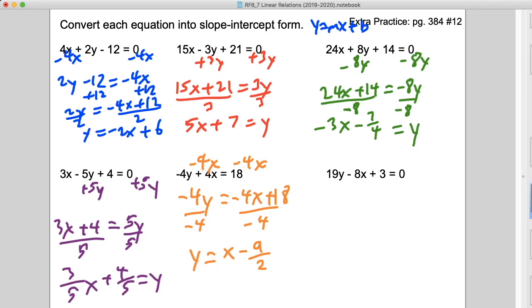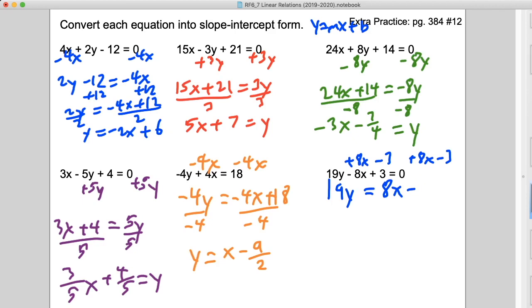And your last example here on this page, we've got 19y minus 8x plus 3 is equal to 0. I'm going to do something a little different. I'm going to add 8x, and I'm also going to subtract 3 from both sides. So I'll have 19y is equal to 8x minus 3. That's just another way that we can do it.